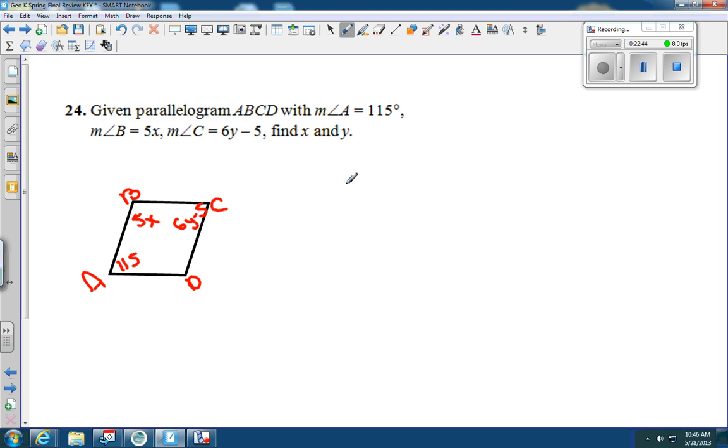So I know that angles across from each other, opposite angles, are congruent in a parallelogram. So I can say 6y minus 5 equals 115, so 6y equals 120. So y is equal to 20.